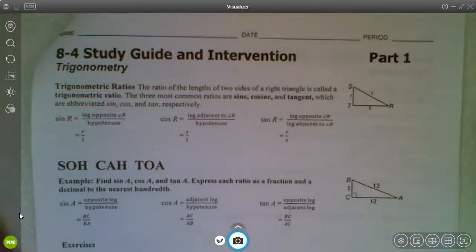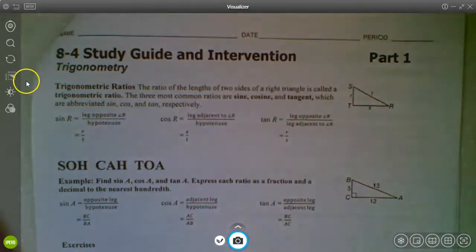All right, guys, here we go. Section 8.4. We are going to get part one of this today. This will just be the front side of this page, and then the back side of this page will be the second lesson that we'll get to the next time. So today we get our introduction to trig.